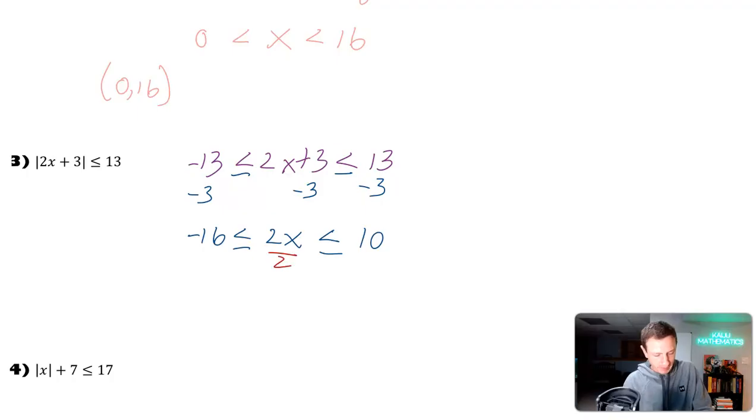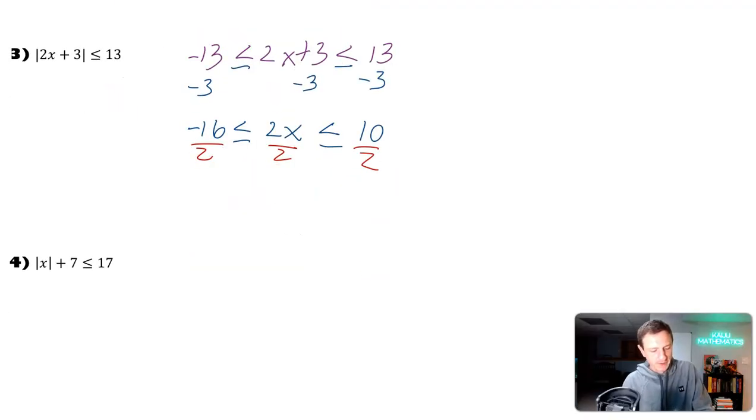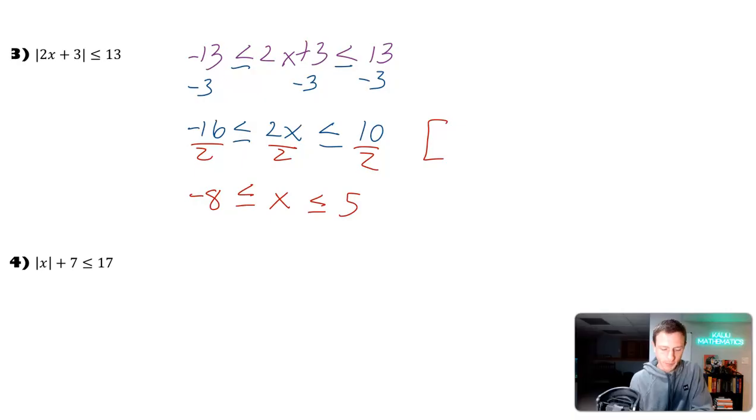And then we want to divide everything by 2. Negative 16 divided by 2 is negative 8, less than or equal to 2x over 2, left with x, less than or equal to 5. So x has to be between negative 8 and 5, and those are both going to be brackets because we have the inclusion of the endpoints there, so negative 8 to 5.